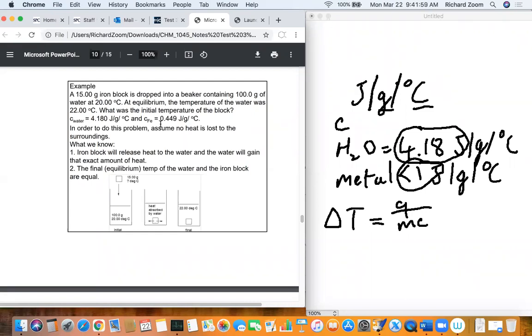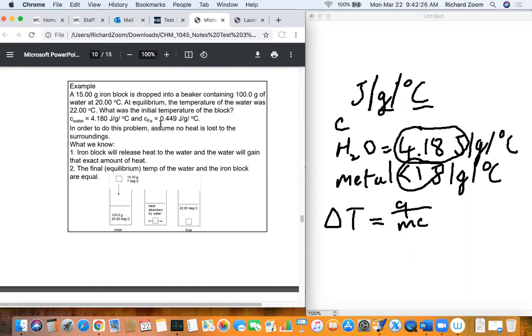So what we're saying there is that the temperature of the iron block is going to go down. It's going to cool. The temperature of the water is going to go up. They're going to kind of meet in the middle, and at some point, the temperature of both the iron block and the water will be the same. I think that makes sense. Does anybody have any questions so far?